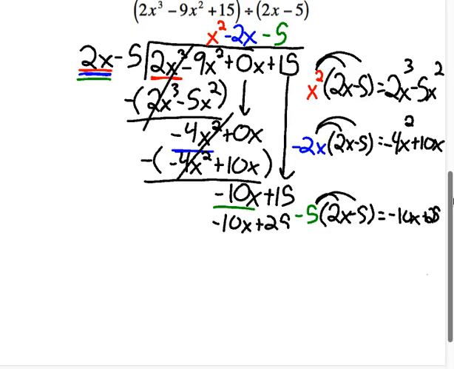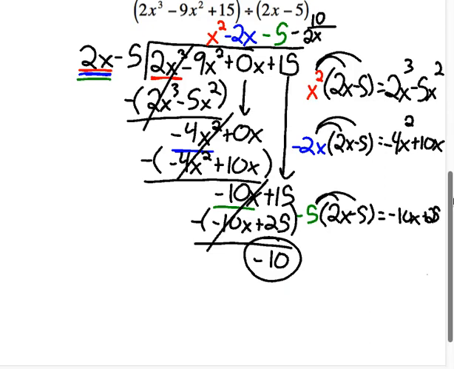Negative 10x plus 25. So negative 10x minus a negative 10x is going to cancel just like we want it to. 15 minus 25 is a negative 10. So when we get down to that constant, that negative 10, that is going to be my remainder. Again, your remainder just goes over the piece you are dividing by. So it's going to give me negative 10 over 2x minus 5. And then that's going to be the end of this problem.